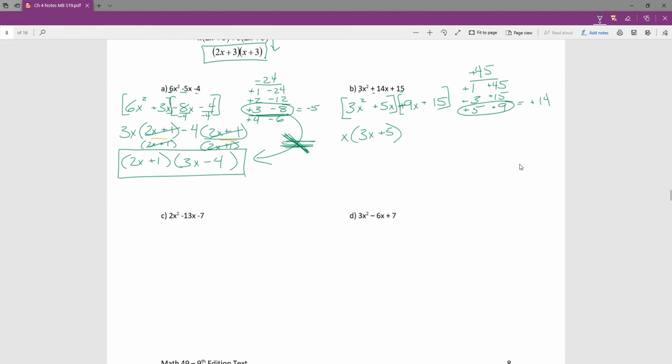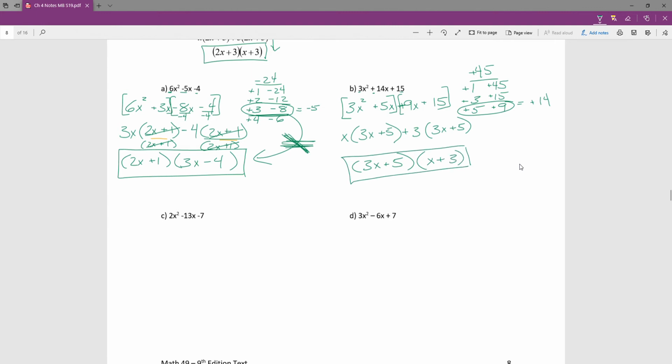And then looking at the second 2 terms, I'd have a positive 3 as a common factor, and that would leave me with a 3x plus 5. I now have the 3x plus 5 common to both terms that I have here, and then factoring that out, I'd be left with an x plus 3.